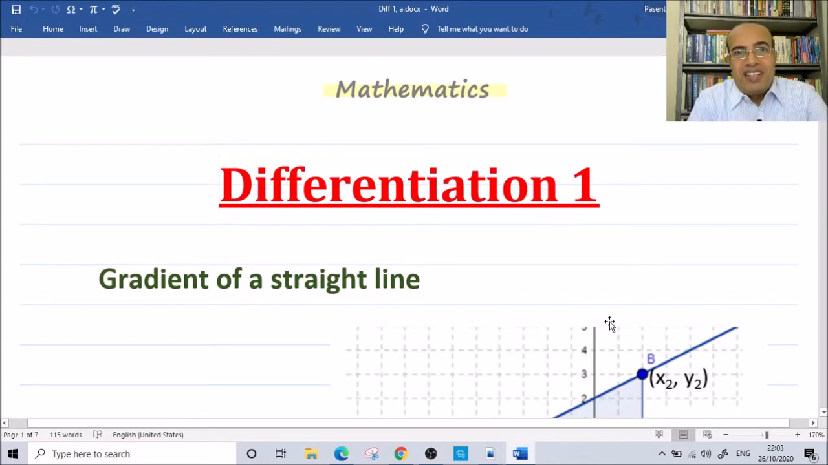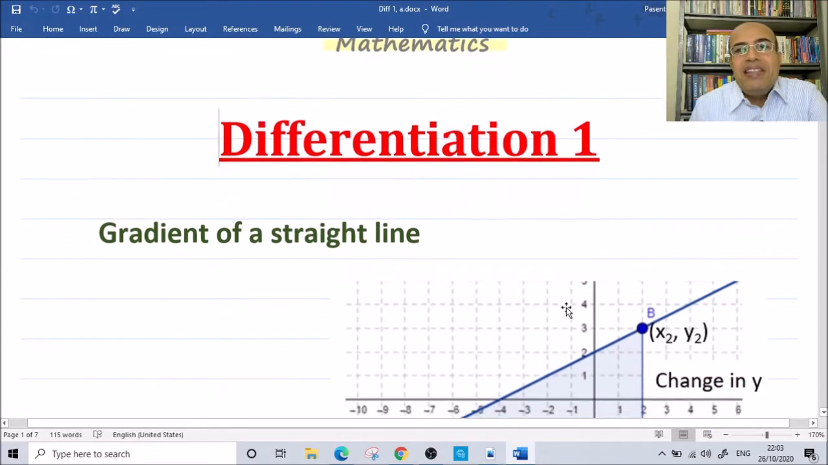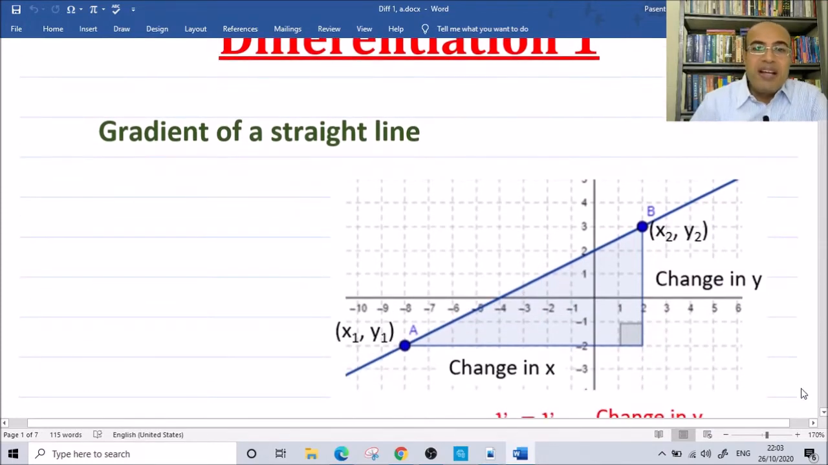Differentiation. It is a new topic. To understand differentiation, you need to know two important topics: gradient of a straight line and the limit of a function. What do you mean by gradient of a straight line? Gradient of a straight line is the vertical change over horizontal change.